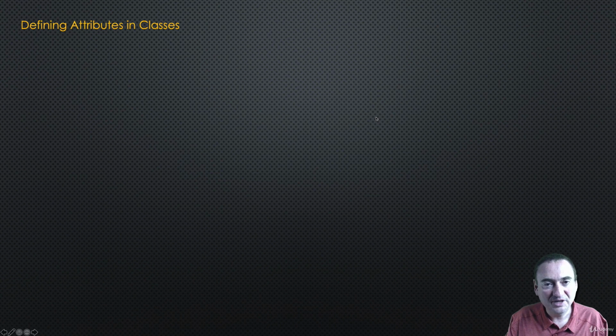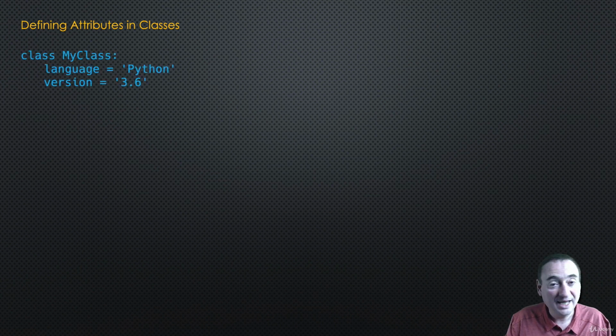So I just want to make very clear right now, I'm looking at classes. Classes are objects. I am not at this point looking at instances of classes. Everything I'm talking about here is directly related to the class object itself, right? So let's see how we can define attributes in a class. Again, I'm not talking about instance, I'm talking about class.